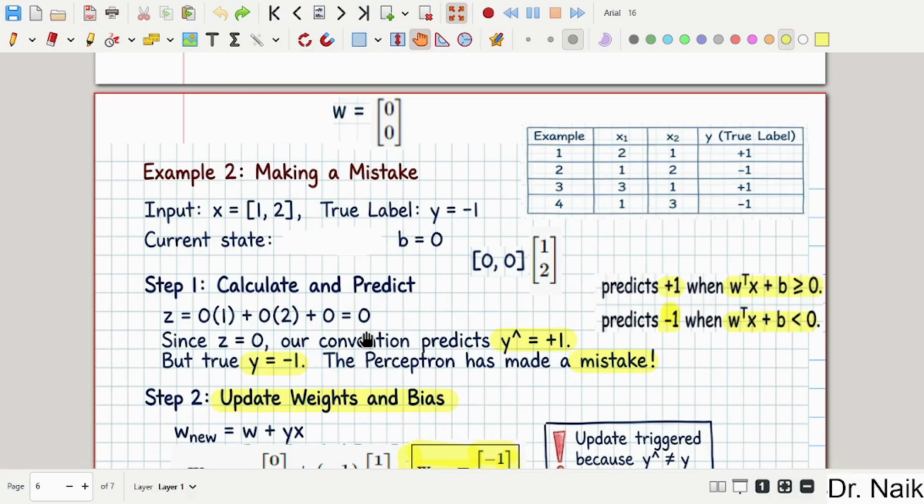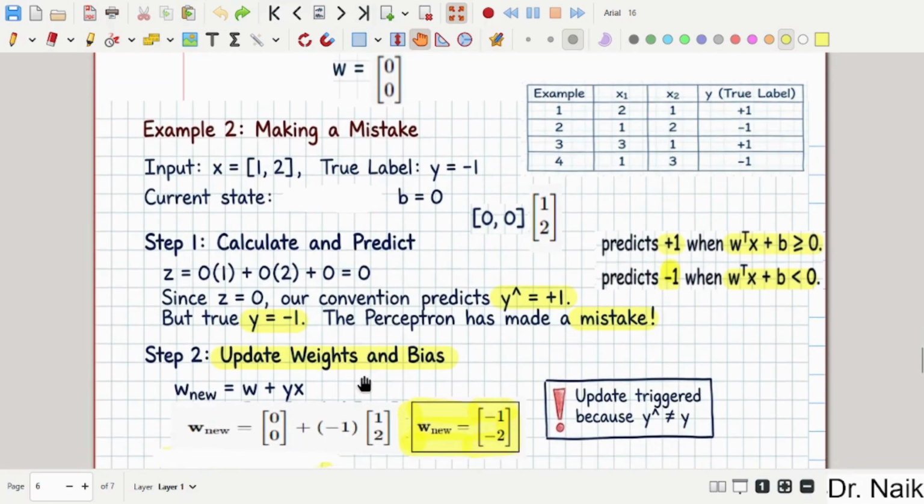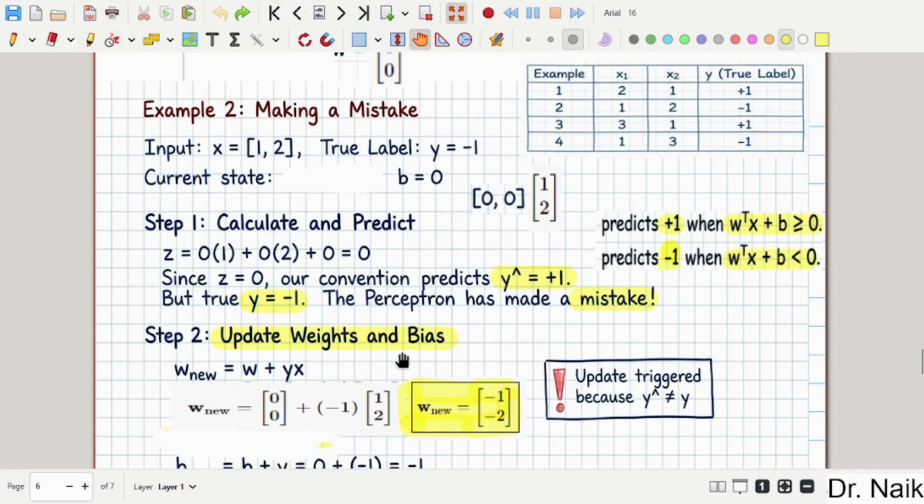We know the prediction rule. If w transpose x plus b, that is z, is greater than or equal to 0, we will predict y hat as +1. That means we will predict the class as +1. So our prediction is y hat is equal to +1 because in this example z is 0. But the true label given in our example is -1. So the perceptron has made a mistake. As the perceptron made a mistake, we need to update the weights and bias.